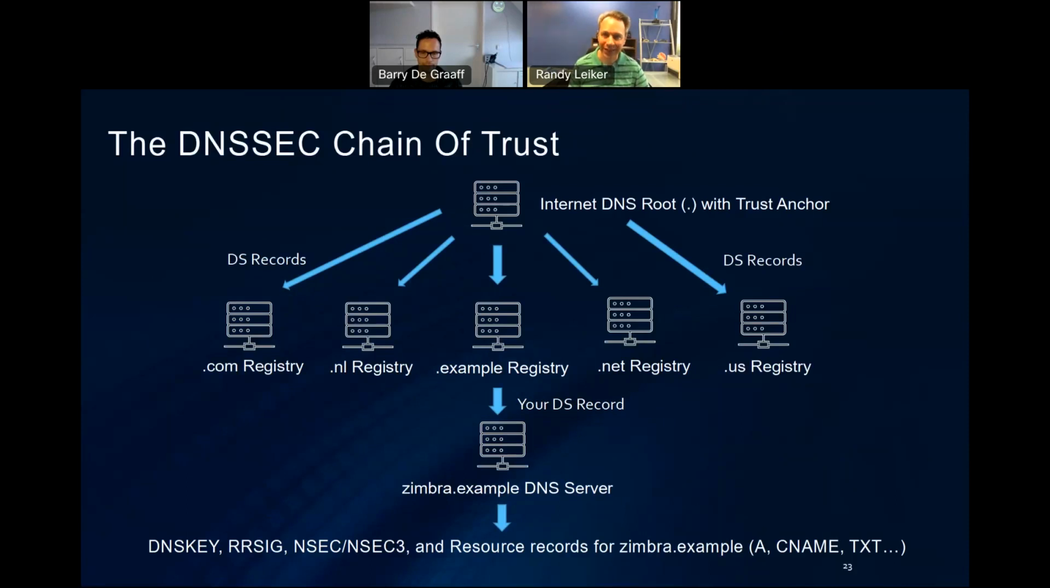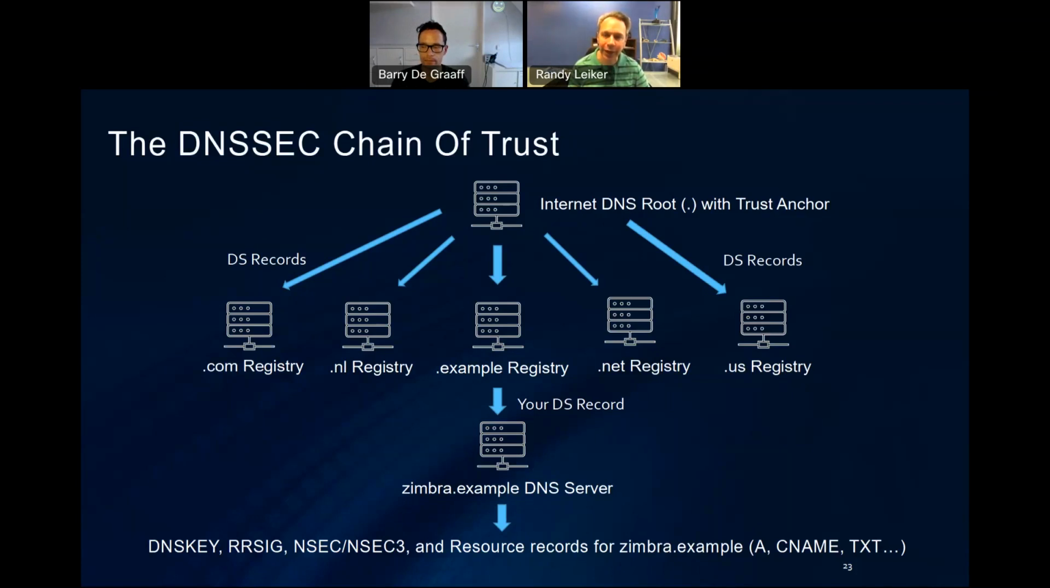Next, the internet root contains delegation signer, or DS records, indicating that the internet root trusts each of the domain registries that manage the top-level and country code domains, like .com, .nl, .example, .net, and .us in this illustration. Further down the diagram, there's another DS record that delegates trust from the .example registry to your DNS server that hosts the Zimbra.example zone. This is the DS record that we will set up next, and it will be provided to your domain registrar, allowing a complete chain of trust to be created from the internet root all the way down to your individual DNS records for Zimbra.example.